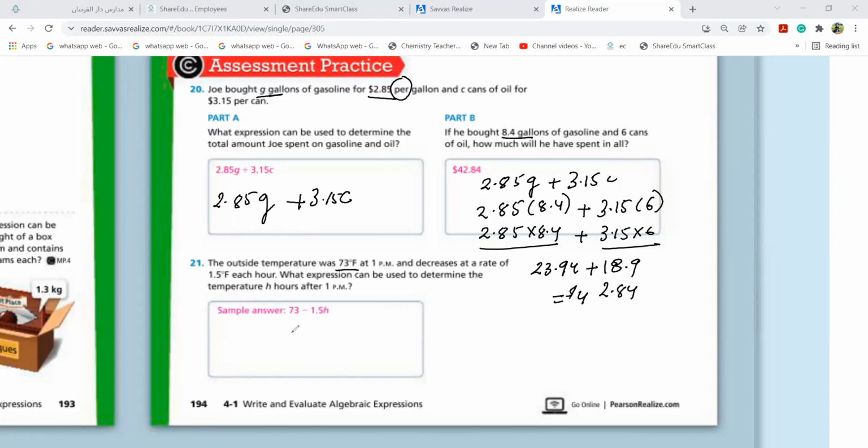See, the temperature was 73 and it decreases. What does the meaning of decreases, Rital? If it was 73 and it decreases, it means you have to minus the rate of 1.5 per hour. So they said hour means H, so you write 1.5H. Any questions? Malak, are you getting it? Yes, miss.